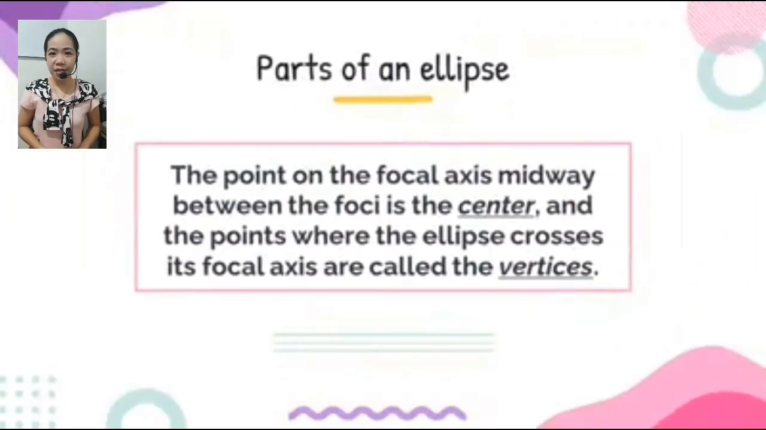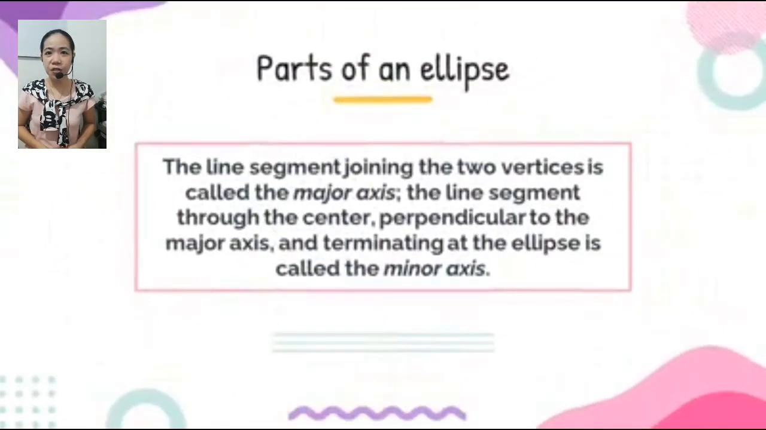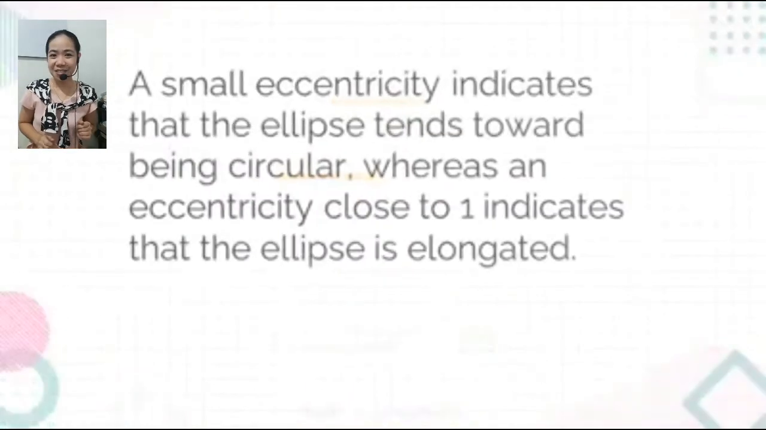Next, the point on the focal axis midway between the foci is the center, and the points where the ellipse crosses its focal axis are the vertices. The line segment joining the two vertices is called the major axis. The line segment through the center, perpendicular to the major axis, and terminating at the ellipse is called the minor axis.